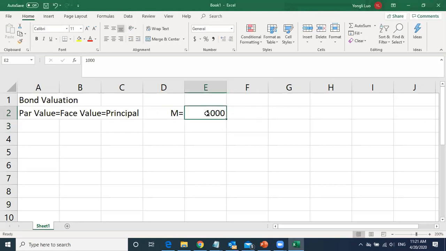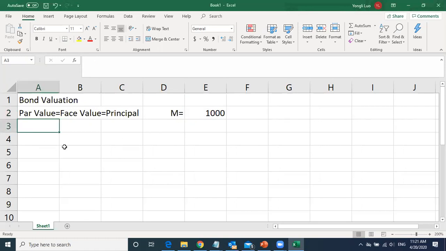In some other textbooks, they use 100. Whether it's 100 or 1,000, that means for one bond, the face value, or the money you're going to receive at maturity, is 1,000. So when they ask you the face value, par value, or principal payment, typically it's 1,000 or 100. In this textbook, I'm going to use 1,000.